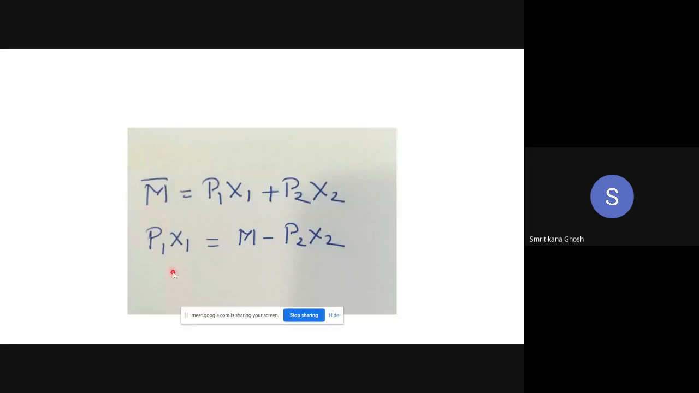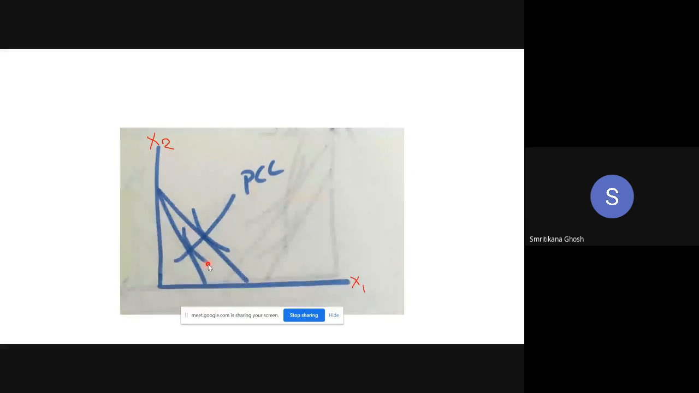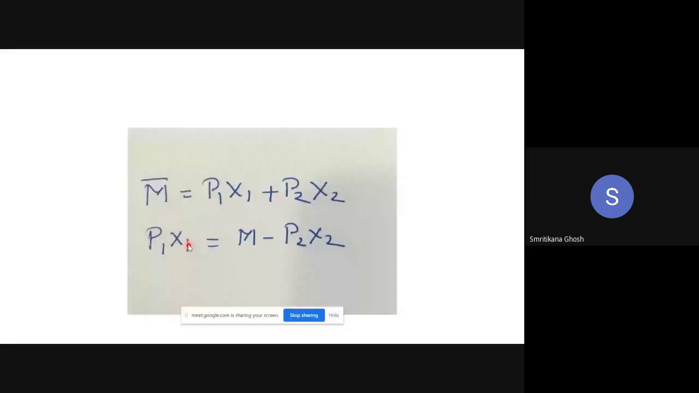Now, what happened with your left hand side? Your price is falling and the quantity is increasing. Right, from the diagram, price is falling and the quantity is increasing. So one is increasing, another is decreasing, but the product should fall. From your left hand side you can understand the right hand side should fall. That means the fall in P1 should be greater than increase in X1. Then only the product will fall. The strength of the fall should be more than the strength of the increase. So that means the change in price is greater than change in quantity. That means, what does it mean?